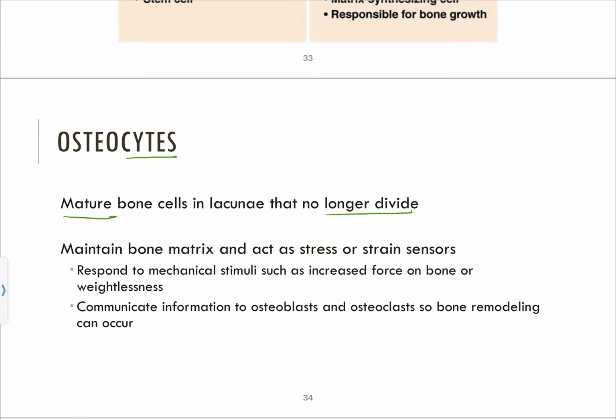What is their function? To help maintain the matrix. So they secrete osteoid when they need to, and they don't when they don't. And how do they know when to do this? When we have certain stimuli acting upon them. So if we have extra force or even weightlessness, that's going to modify what they're doing at that point in time. And there is some form of communication, which we'll talk about in a little bit, that tells osteocytes when to secrete the matrix and when not to.